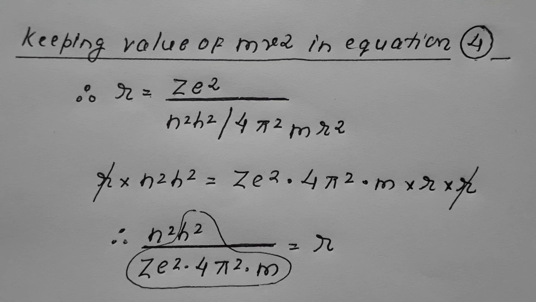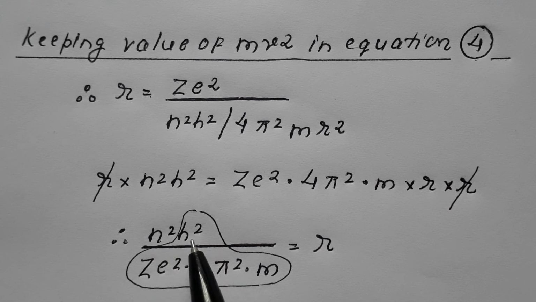So in this equation, all the factors are known. We know the value of n specifically, the value of h is known, z is a fixed value, e is a fixed value, m is a fixed value. Hence, using this equation, we can calculate the radius r. Now, in this equation, n is variable. For the first orbit, the value of n is 1. For the second orbit, n is 2. For the third orbit, n is 3. So n is a variable; all others are constant values.